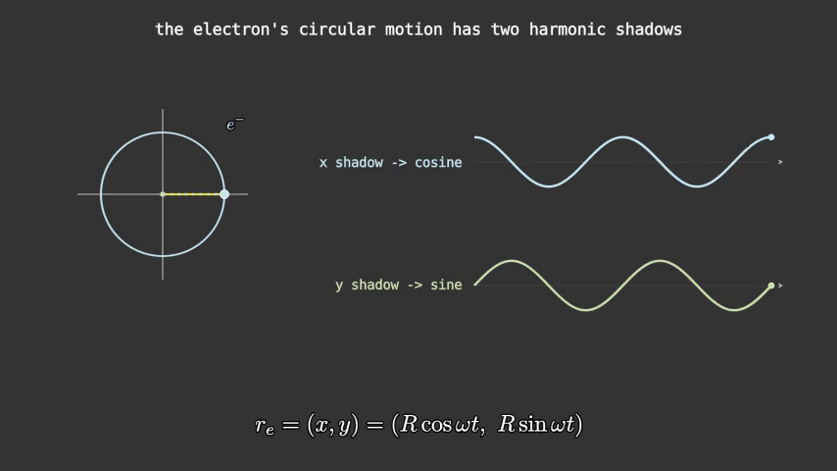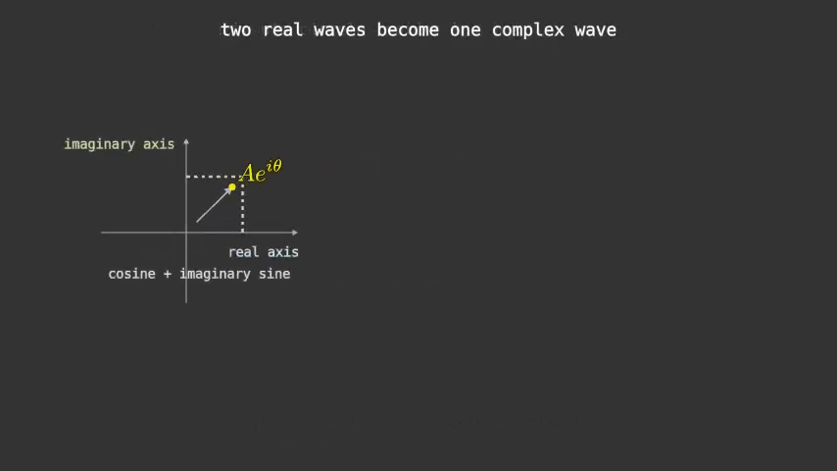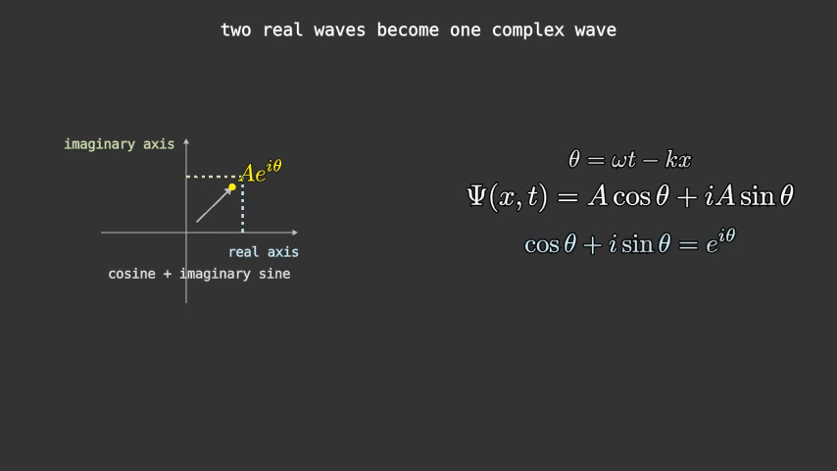The position of the point is x equals r cosine omega t, y equals r sine omega t. This is the first bridge. A rotating motion becomes two waves. Now comes the quantum step. Instead of describing the electron only as a little dot, we describe its state as a wave. The real part behaves like a cosine. The imaginary part behaves like a sine. Together they form a complex wave.